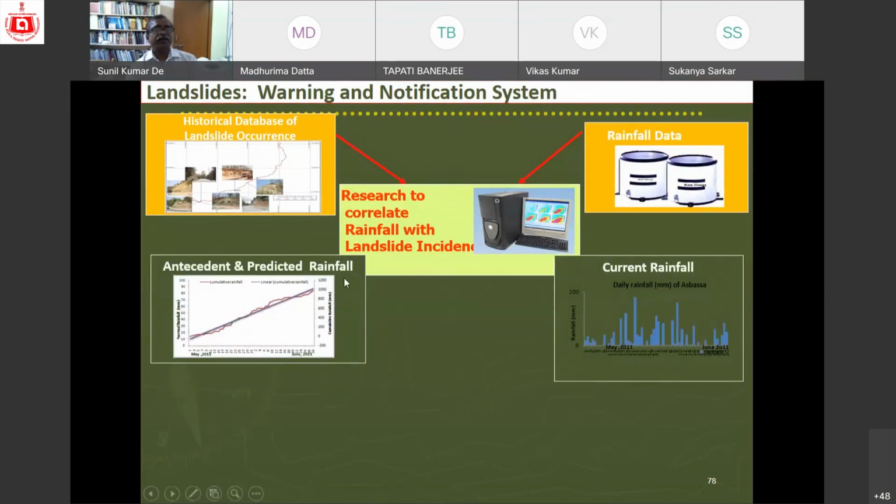Now, antecedent and predicted rainfall, IMD is also doing very good work now. We can get the data from that side, then current rainfall, and if we can superimpose all these things to correlate them, then we can predict exactly when a landslide is likely to occur, and we can issue the warnings and notification. In some cases, it has started. About 10-12 years back, there was hardly any notification through media about landslides, but nowadays sometimes it is being given.